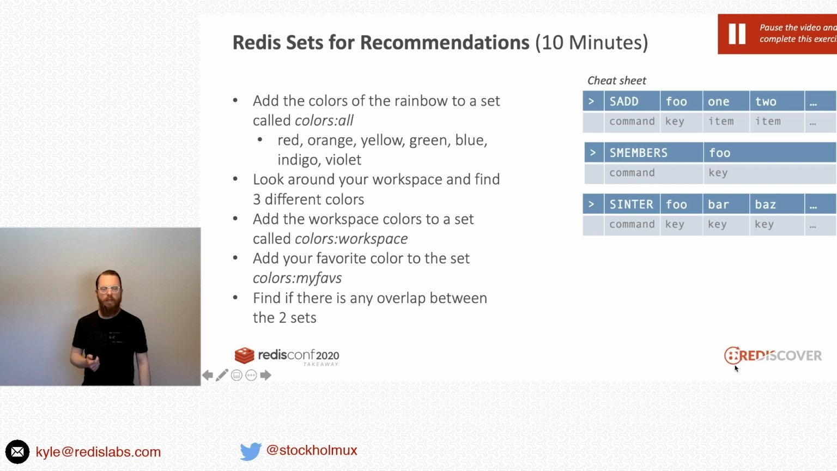So easy enough. So I'm going to stop for a second, and after this explanation, you'll have another exercise. In this case, what I want you to do is add the colors of the rainbow given here into this key called colors:all. Look around your workspace and find 3 different colors that you might have. So maybe you have white and gray and purple, and put those into a key called colors:workspace. Add your favorite color to the set colors:myfave. So maybe your favorite colors are blue, yellow, and green. So you'd add those to that. And then find any overlap between the 2 sets you created, workspace and myfave.